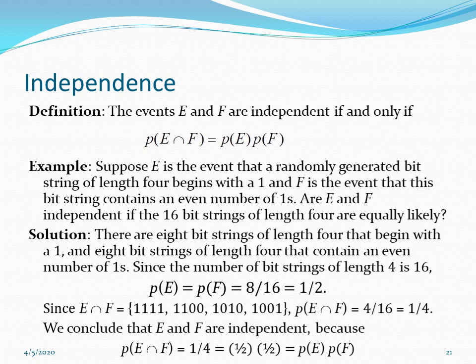Now, what about the intersection? The intersection would be those bit strings that start with 1 and have an even number of ones. They are listed. There are 4 of them. The probability of the intersection is 4 over 16, which is 1/4. Now let's check the condition for independence. The probability of the intersection is 1/4. This is the same as 1/2 times 1/2, which is equal to the probability of E times the probability of F. Then the two events are independent.